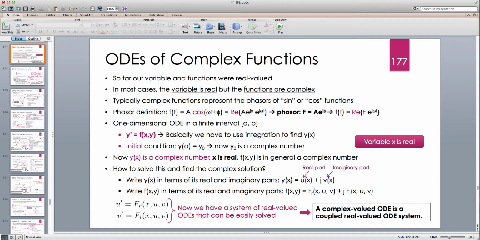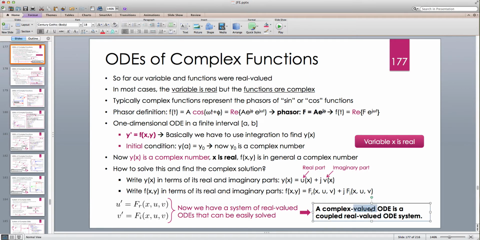That's why if I put u plus jv on the left side, I get u prime plus jv prime. On the right side, I get f sub r plus j f sub I. So u prime must be f sub r, the real part of x, u, v. V prime must be f imaginary of x, u, v. Now we have a system of two real valued ODEs in u and v, with f sub r and f sub I. And we already know how to solve this, right?